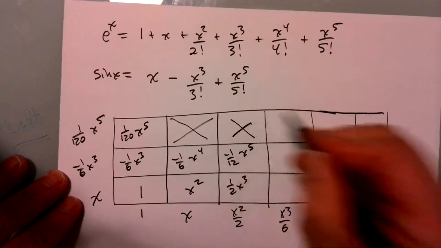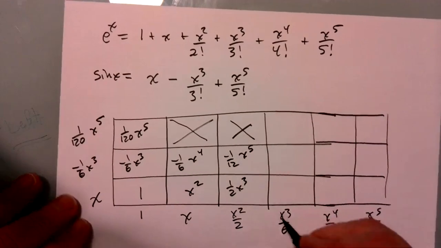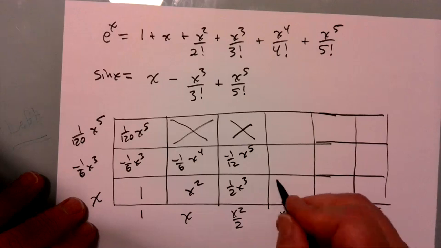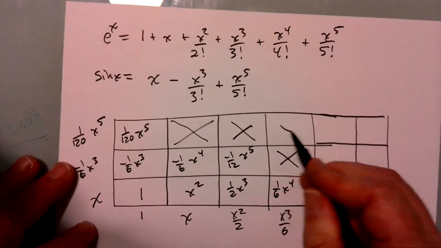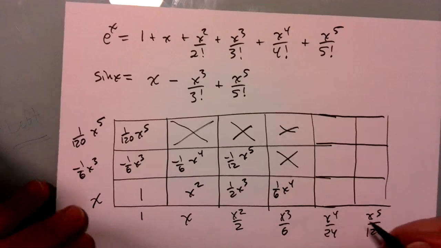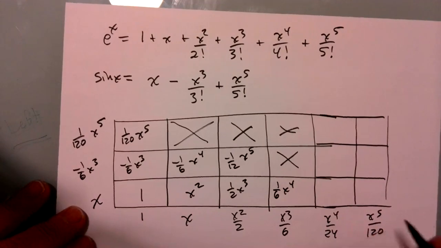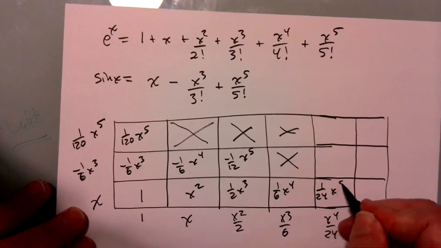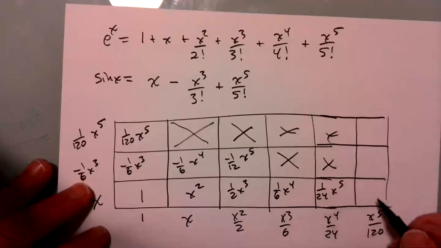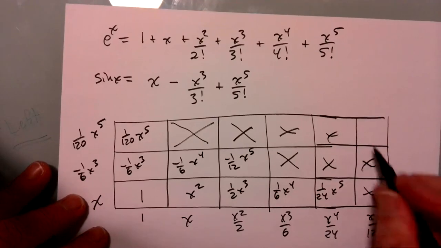This gives me x to the 7th. I don't care. I'm not going to go that far. 1/6 x cubed times x is 1/6 x to the 4th. This gives me x to the 6th. That's more than I want to go. x to the 4th over 24 times x is 1/24th x to the 5th. That's too big. I already said this was too big.